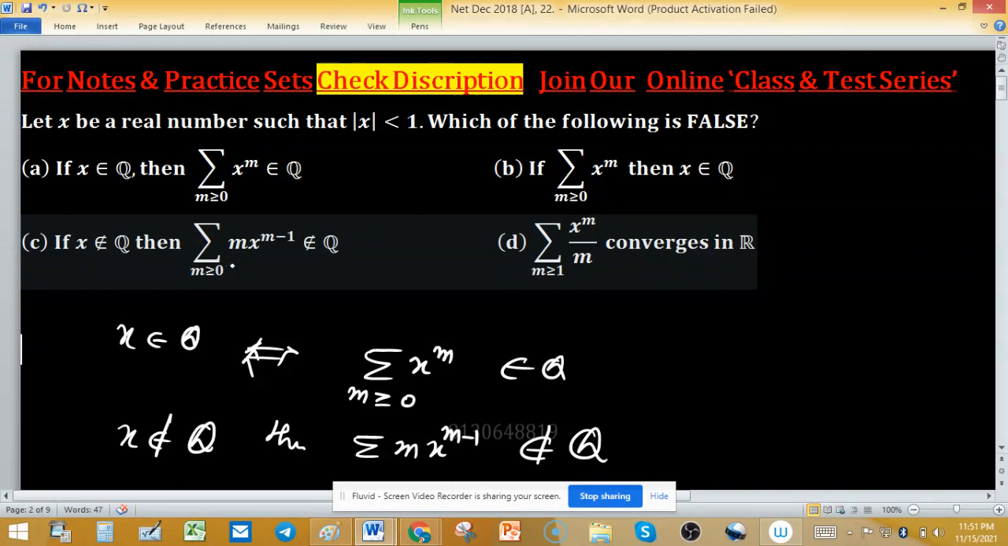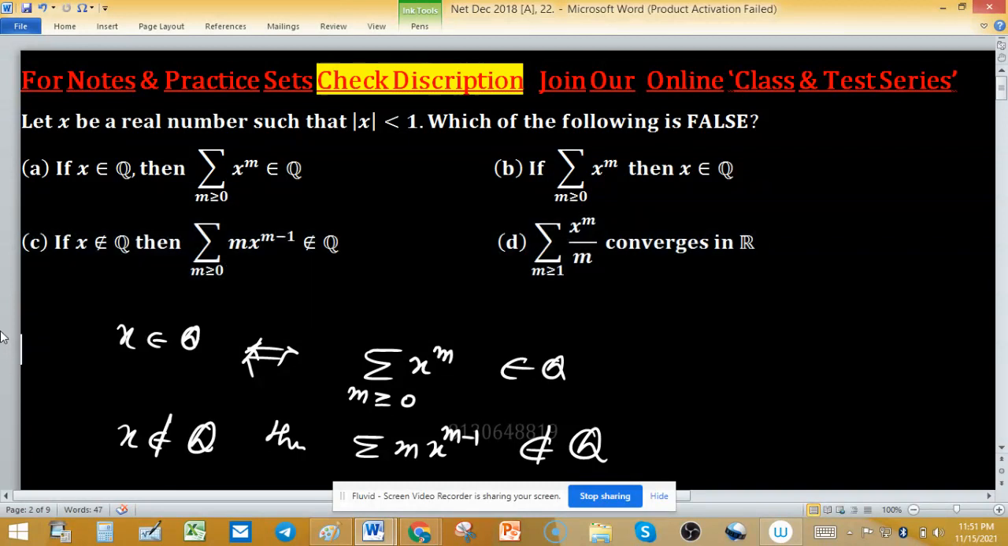It means option C will be false, and this will be the desired option. So the key is option C.